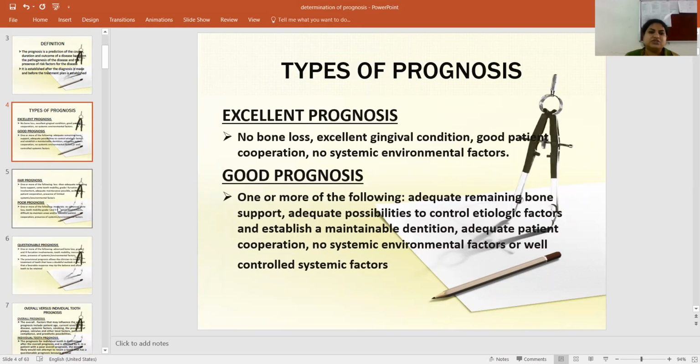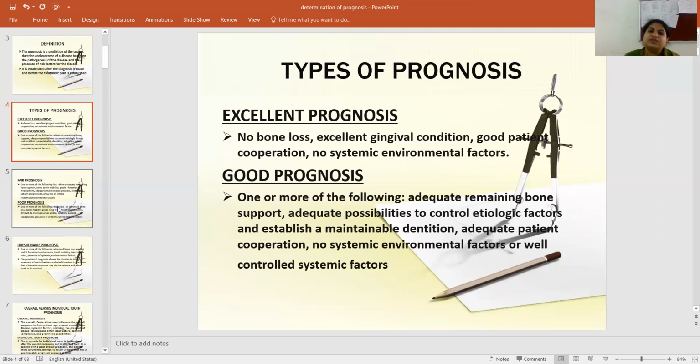Which group of patients come under the excellent prognosis? Excellent prognosis includes no bone loss or minimal bone loss with excellent gingival and periodontal condition. What do you understand by excellent gingival and periodontal condition? It means all the factors we assess to check the gingival condition, like color, contour, and consistency. Color should be pale pink or coral pink with melanin pigmentation. There should not be any reddish discoloration or changes in consistency. The gingiva should be firm and resilient, not soft and edematous or fibrous.